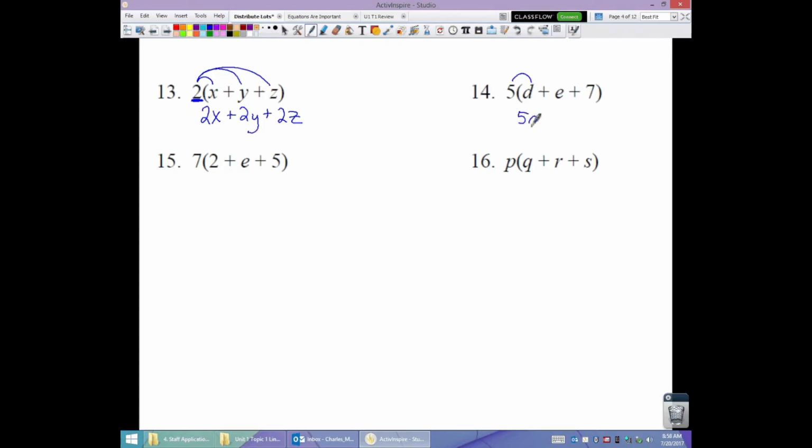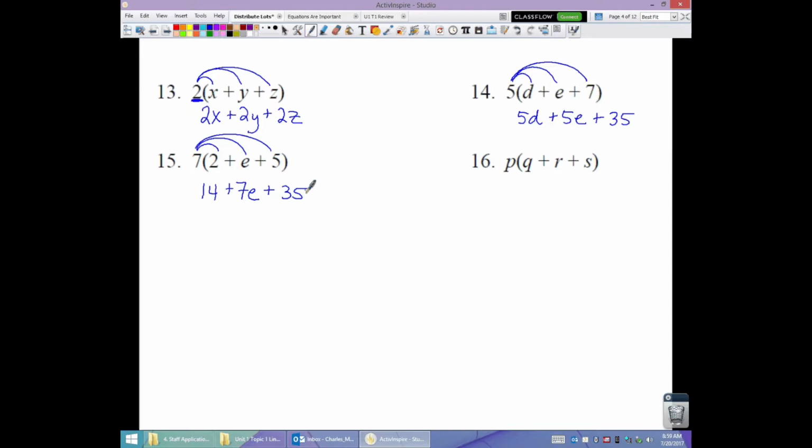14, 5 times d, 5d. 5 times e, 5e. And 5 times 7, 35. Number 15, 7 times 2, 14. 7 times e, 7e. And 7 times 5, 35.